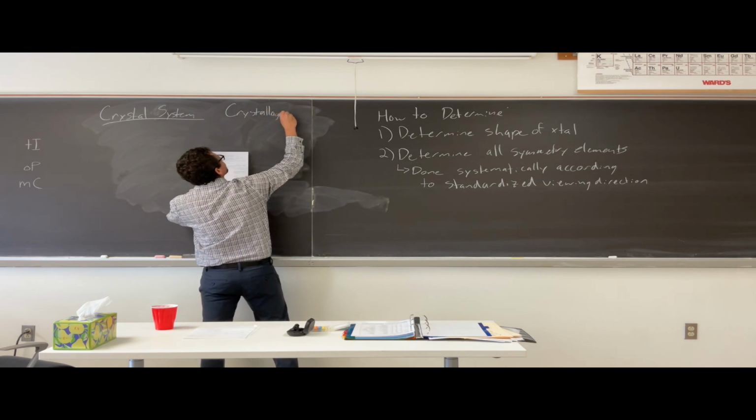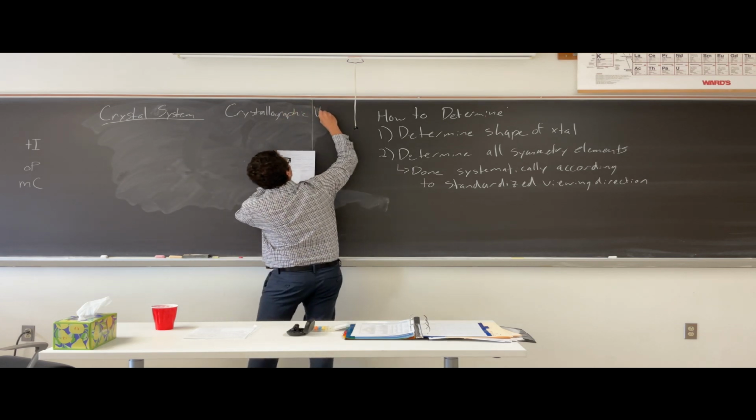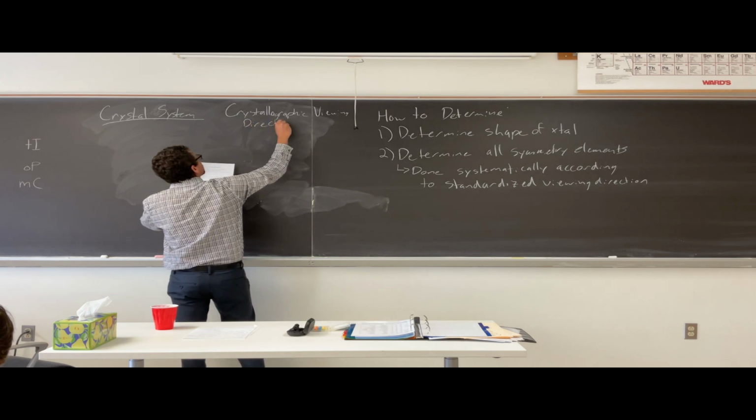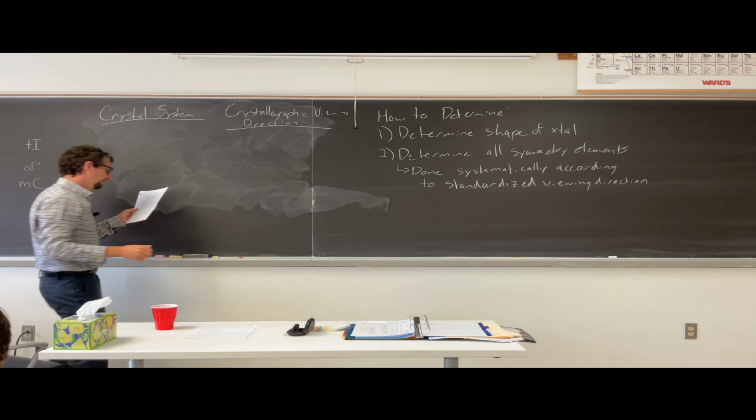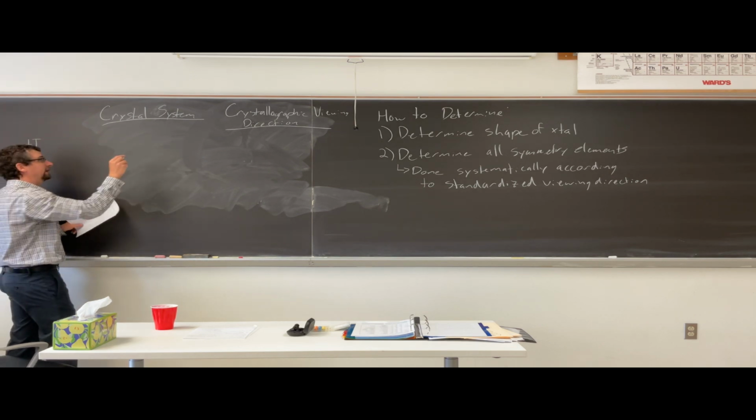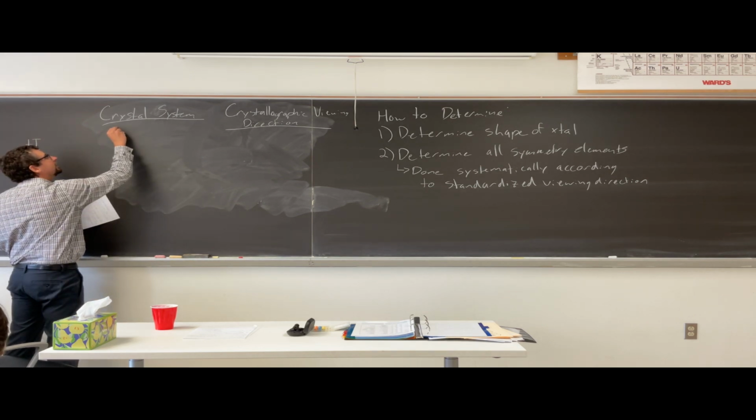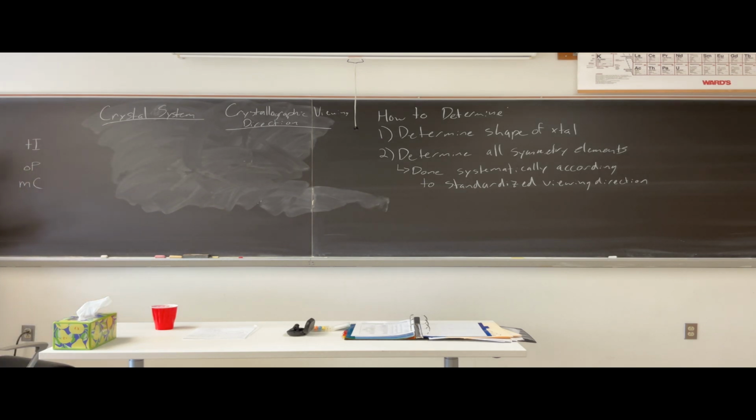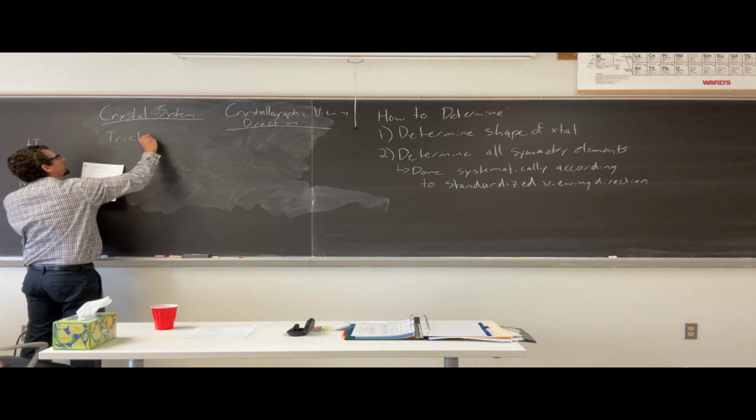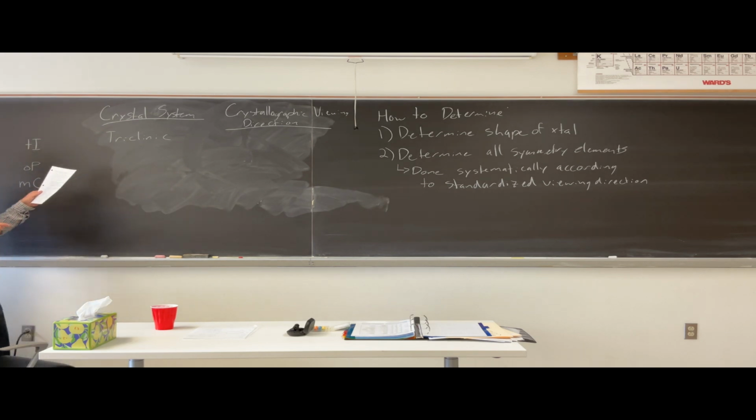Crystallographic viewing direction. These tend to be along certain symmetry axes. What are the different crystal systems we have again? That I do want you to know. So name a crystal system. Yeah, triclinic. What else do we got? What was that? Hexagonal. Yeah, we'll worry about that one in a bit.